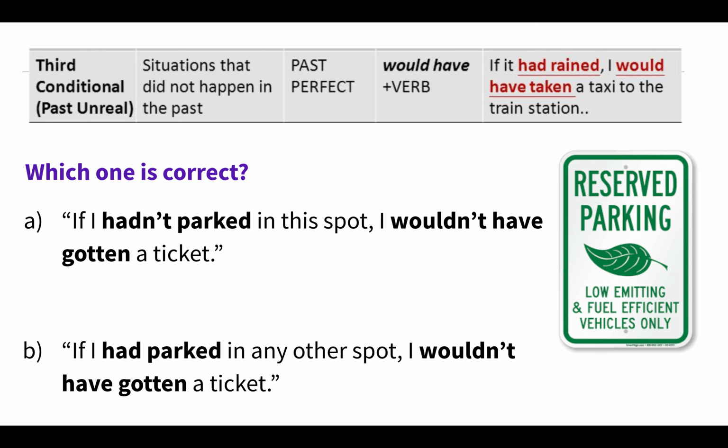Okay, so A: if I hadn't parked in this spot, I wouldn't have gotten a ticket, right? This one is true. This is correct, right? I'm imagining, what if I hadn't parked in this spot? Yes, I wouldn't have gotten a ticket. And letter B, if I had parked in any other spot except for this one that was reserved parking, I wouldn't have gotten a ticket. Both are actually correct, right? So if you said both, good job.